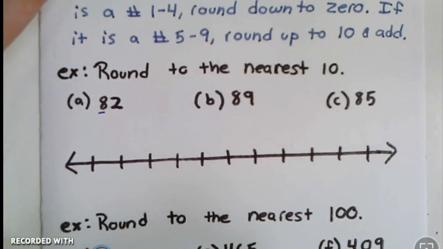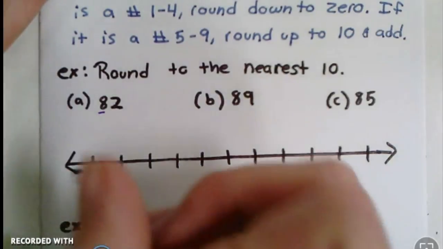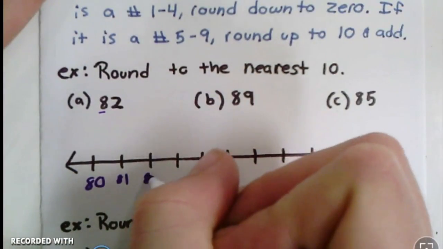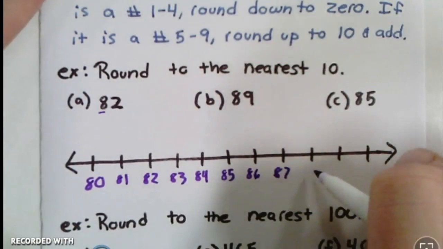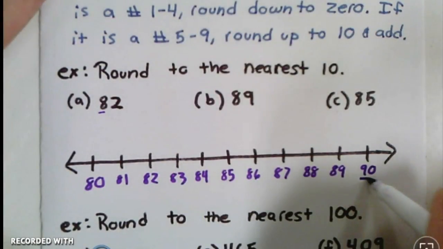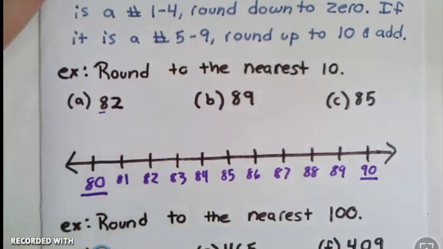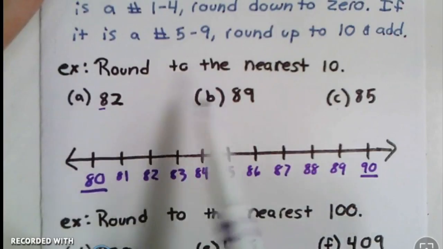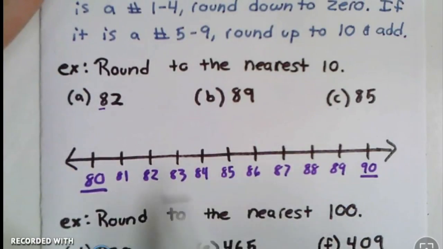Okay, and I'm going to use a number line and label it so I can kind of get an idea. All these numbers are between 80 and 90. So I'm going to put 80 down here, and this will be 81, 82, 90. And this number ends in a 0, and this number ends in a 0. So I want to find out where this number is. Is it closer to 80 or is it closer to 90?